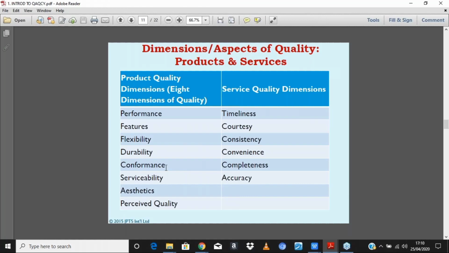When you say a service is quality, you look out for how timely it is. Did they meet up with time? You're planning your wedding, for instance, and they came late, or you're going for a meeting, the conference was supposed to start at a particular time and you went and nobody was there. You will say these people are not timely.